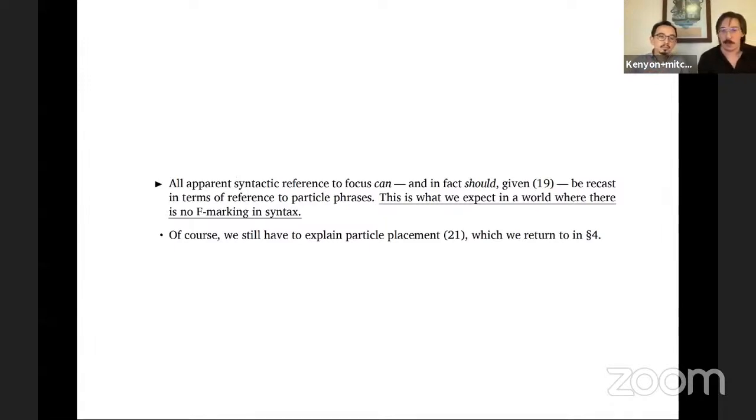So in this world, all apparent reference to focus within the syntax can and really should be recast in terms of reference to particle phrases. The range of mismatches that we get here is what we would expect in a world where there's no F marking in syntax. You just place your particle and hope that the interpretation ends up being right, however you want to spell out your interpretive set of rules. Of course, we'll need to explain particle placement, putting that aside for now.